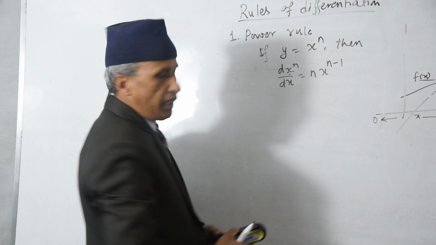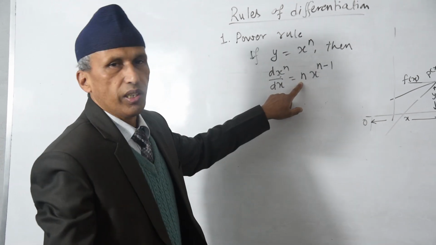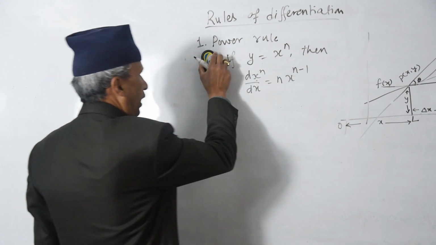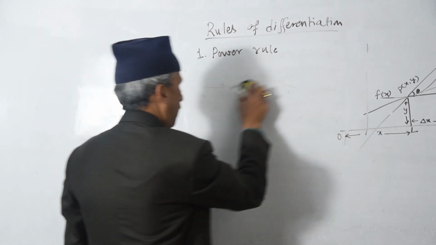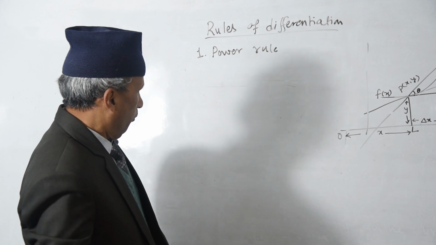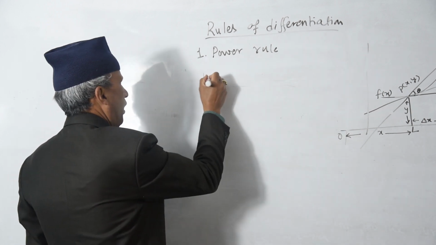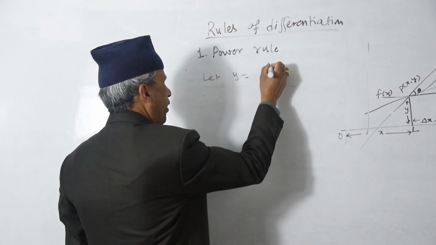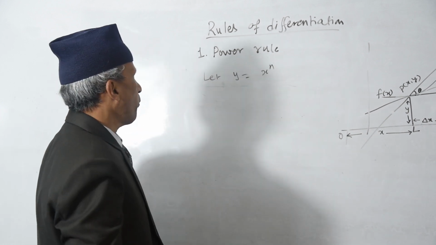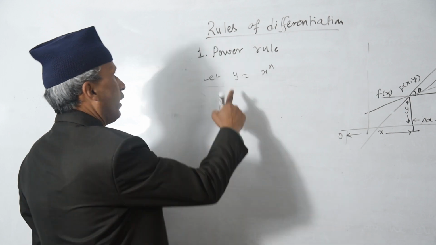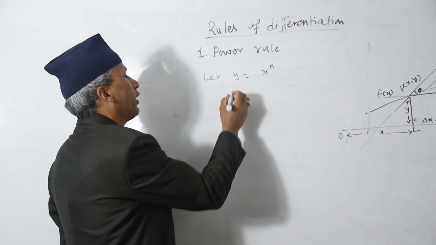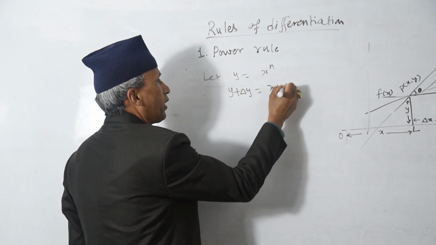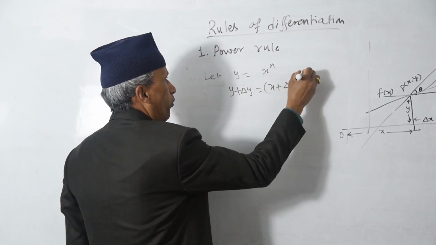So we can get the derivation of this rule by using the concept of limit, okay. So how can we get that here? Let y is equal to x to the power n. We use first principle for the power rule, okay. y is equal to x to the power n. y plus delta y is equal to x plus delta x to the power n.